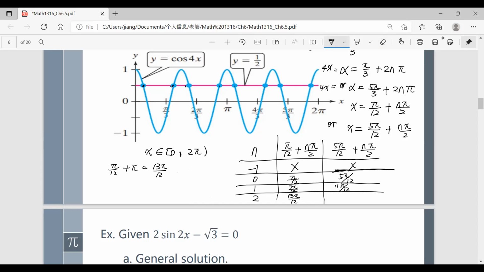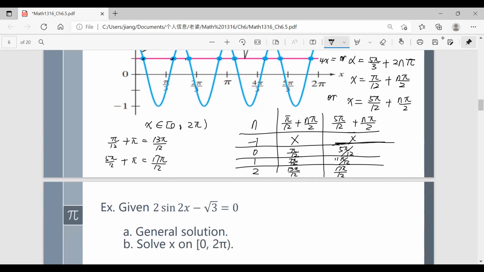And how about this one? It's 5 pi over 12 plus, this is n equals 2, so plus pi, is 17 pi over 12. 17 pi over 12. Yes, it's still in the domain.